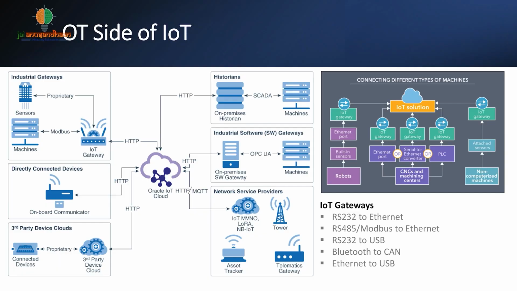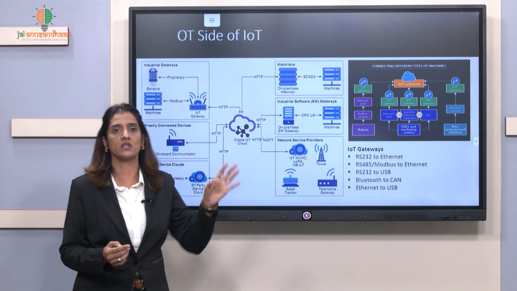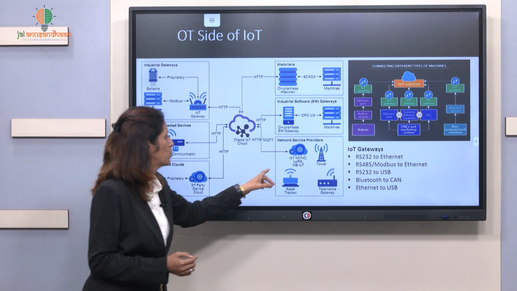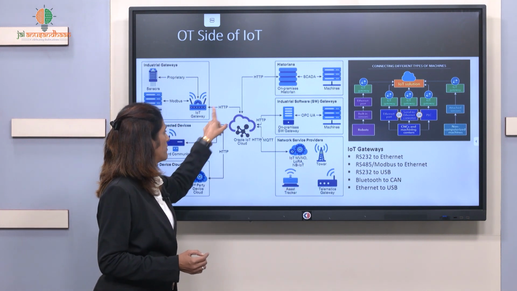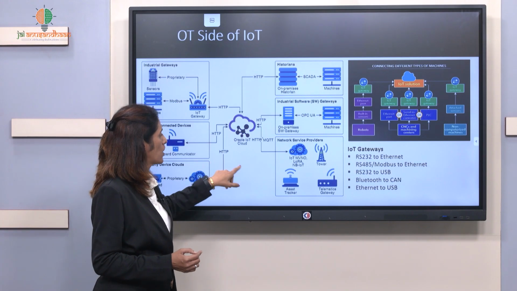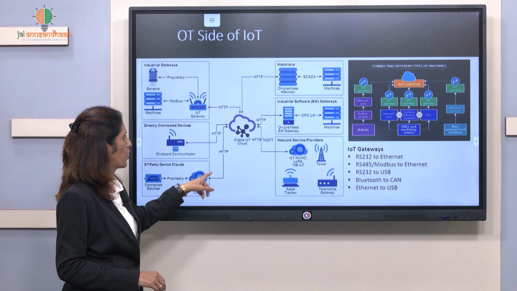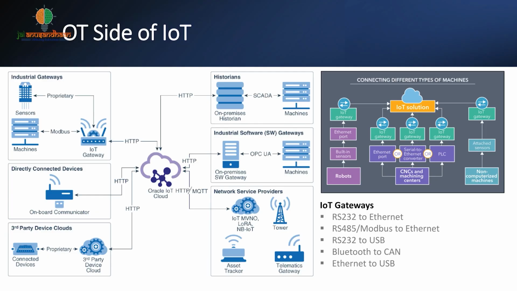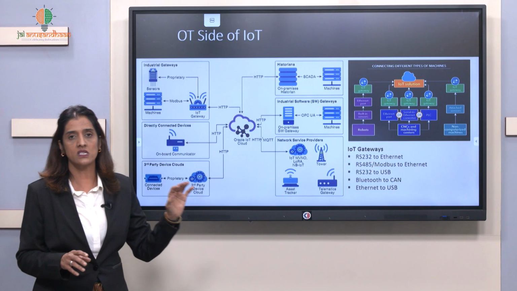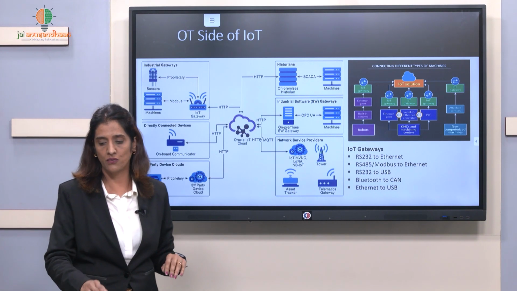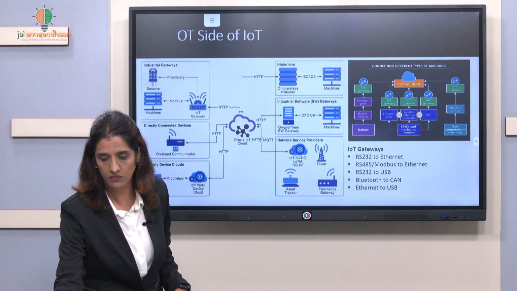These are the network service providers like cellular networks or satellite networks. Again, you can use the industrial gateway or the IoT gateway to get all the data available on HTTP. So now you have different scenarios, different types of communication protocols, and every data is available on HTTP on the same platform. So this is the OT side and the IT side of the IoT.